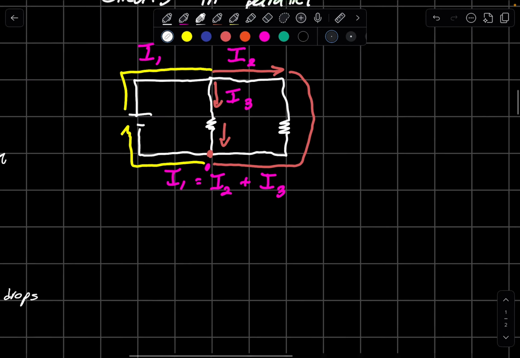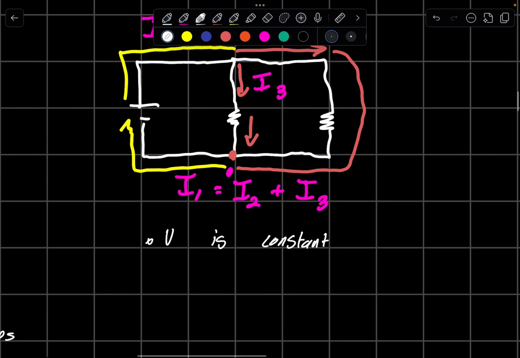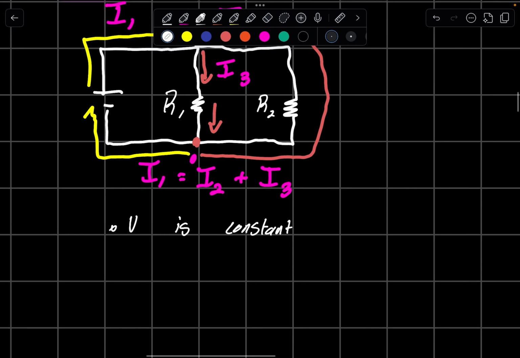So in parallel, it's the opposite. V is constant. V is the same in each resistance that is in parallel. So the voltage in resistance 1 is equal to the voltage in resistance 2, which in this case is equal to the total voltage as well. And current is not constant, because as we explained earlier, it goes different directions. It splits up, so it's not constant.